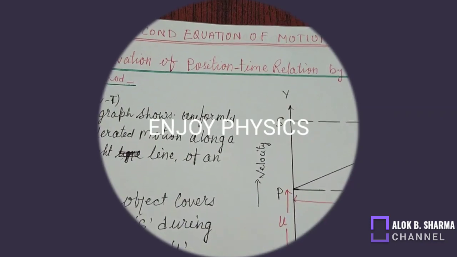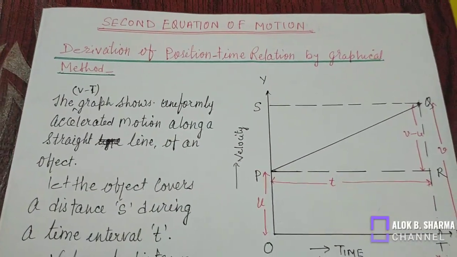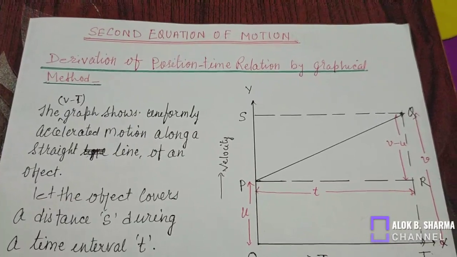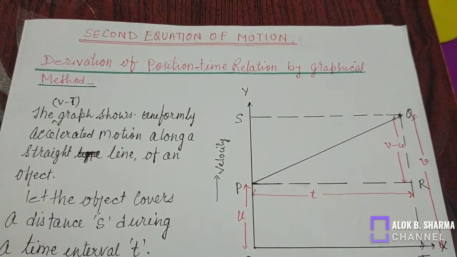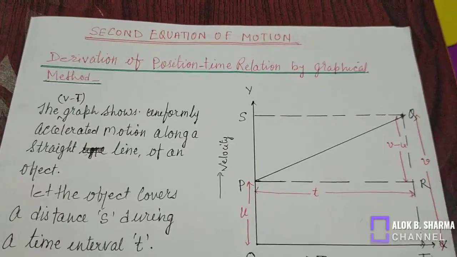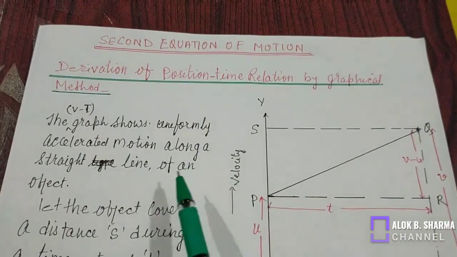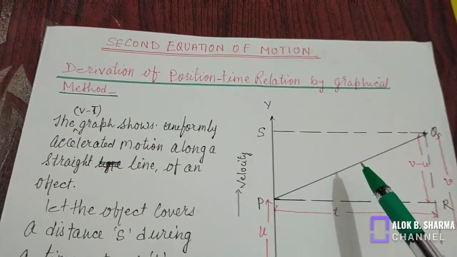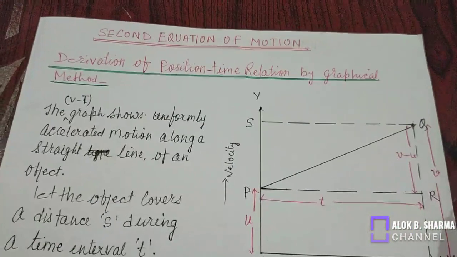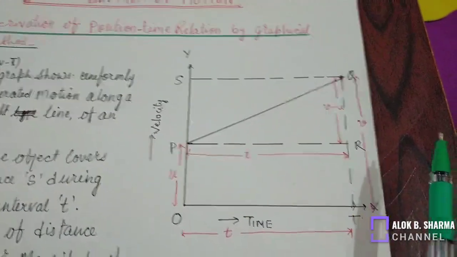Dear children, this is Alok sir, and in this part of the video I will explain the second equation of motion and the third equation of motion. So let us start. Derivation of position time relation by graphical method. The second equation of motion is also called position time relation.